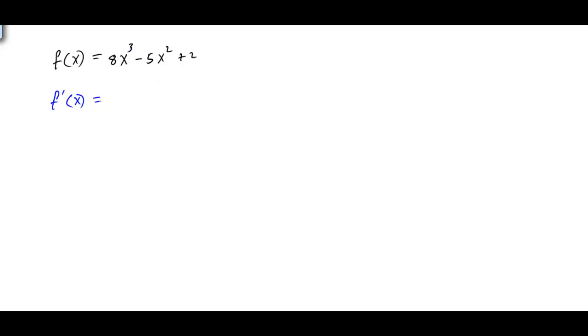So here, if we want to find the derivative, we can simply take the derivative of each piece. 3 times 8. We're going to take the exponent and multiply to get 24x, and the 3 is decreased by 1, so it's 24x squared, minus, we take the exponent, 2 times 5 is 10x, and we decrease the exponent, so therefore it's 10x to the first, or simply 10x. And of course, once again, the derivative of a constant is 0, so this is your final answer.